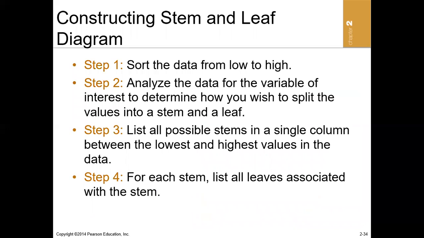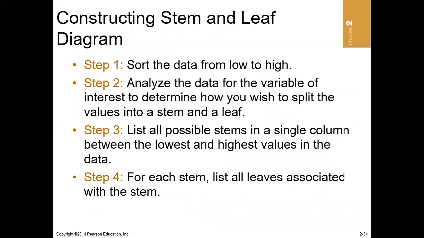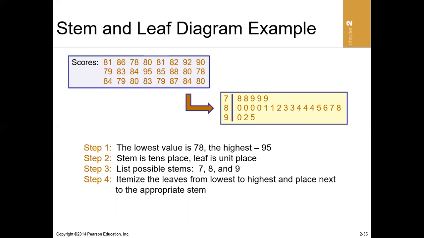Then also we have the stem and leaf plot. For a stem and leaf plot, we sort the data from low to high. We analyze the data for the variable of interest to determine how to split the values into stem and leaf. We list all the possible stems in a single column between the lowest and highest values, and then for each stem, we list its leaf. So let's look at these figures.